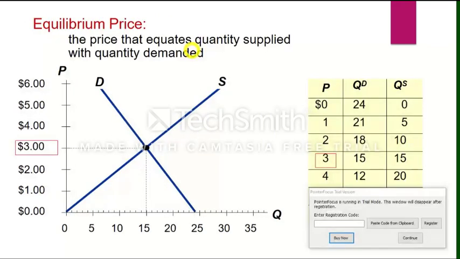Now comes equilibrium price. Equilibrium price is the price that balances quantity supplied and quantity demanded. On a graph, it is the price at which the supply and demand curves intersect each other. So this is the point where the demand and supply curves intersect, and here the price is $3. At a price of $3, the quantity supplied and quantity demanded are equal, that is 15 units. That means buyers are willing to purchase 15 lattes, and suppliers are also willing to sell 15 lattes at the price of $3. So $3 is the equilibrium price that equates quantity demanded with quantity supplied.